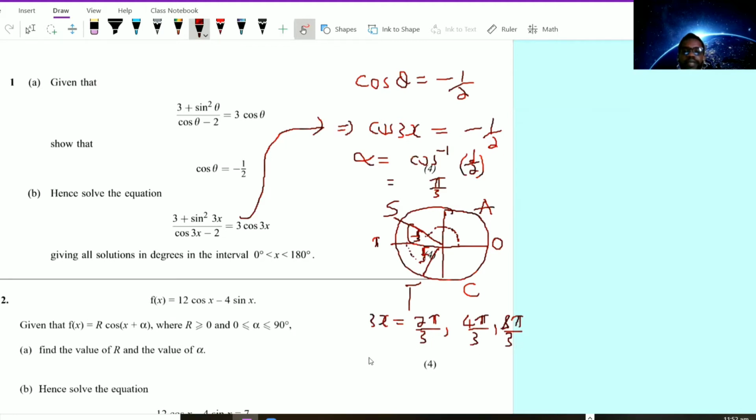All right. So here now, remember, we're going to have to divide out by 3. So I'm going to have x equal, if I divide this by 3, I'm just going to have 2 pi over 9. I'm going to have 4 pi over 9. I'm going to have 8 pi over 9. And those would be my answers.